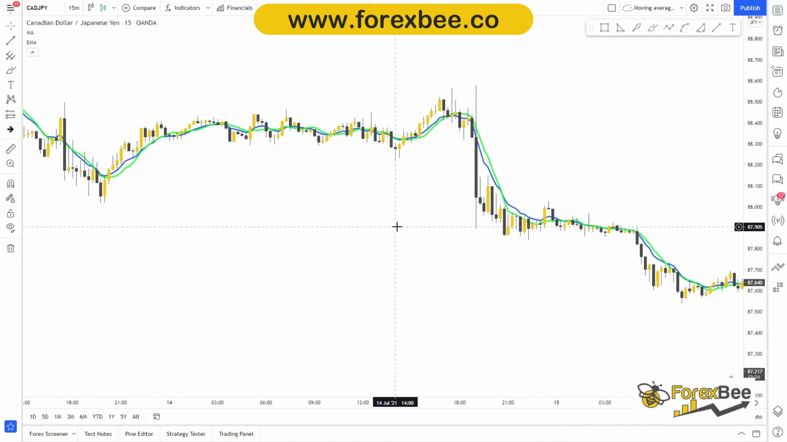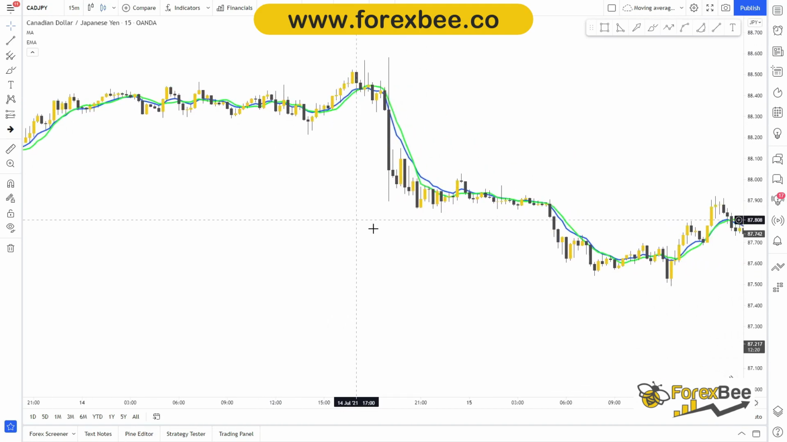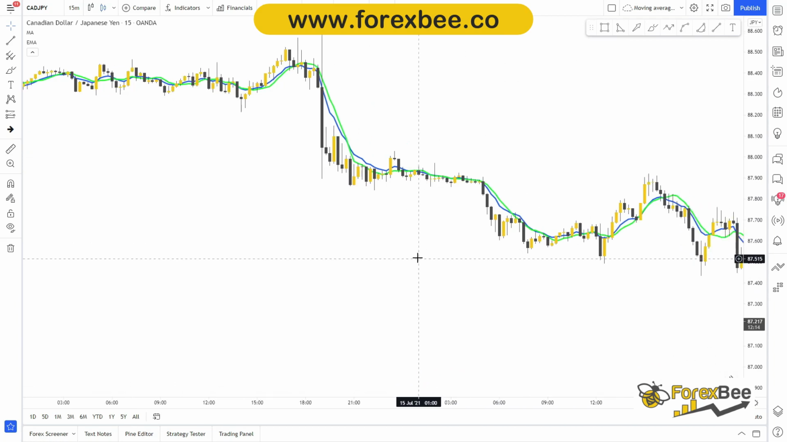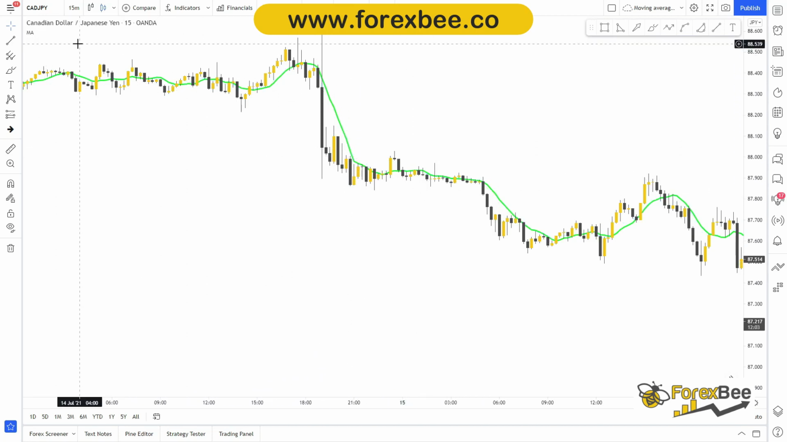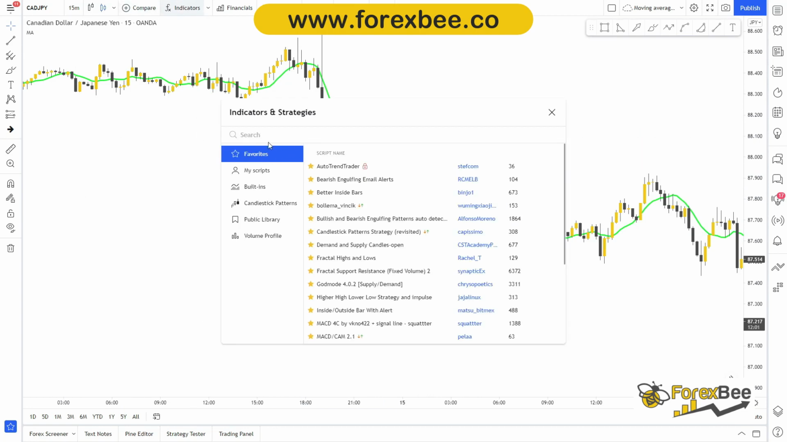So if a shorter-term simple moving average is above a larger moving average, an uptrend is expected. On the other hand, if a long-term average is above the shorter-term average, then a downtrend might be expected. Let me show you what I just said by example, and let me put another moving average.